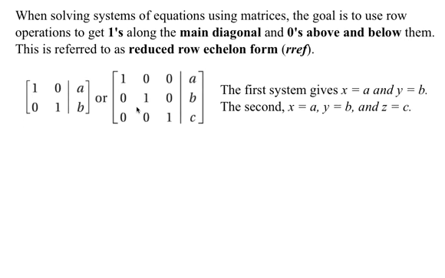So in this example, our solution on the left-hand side would say whatever our variable, say it was x equals a, and the answer for this one would be y equals b. This one we would have x equals a, y equals b, and z equals c. That'll make more sense when we do some examples in just a minute.